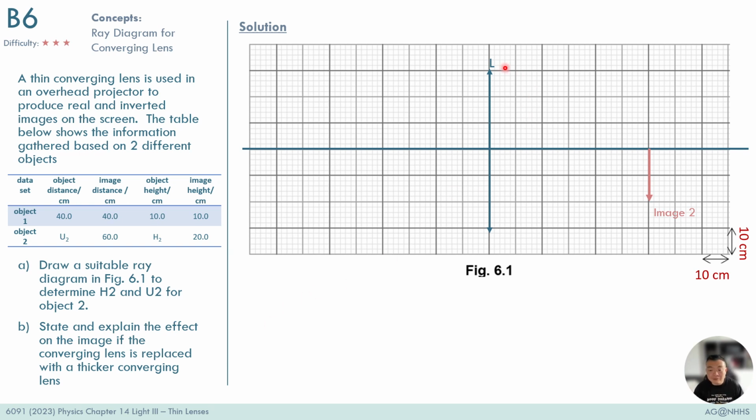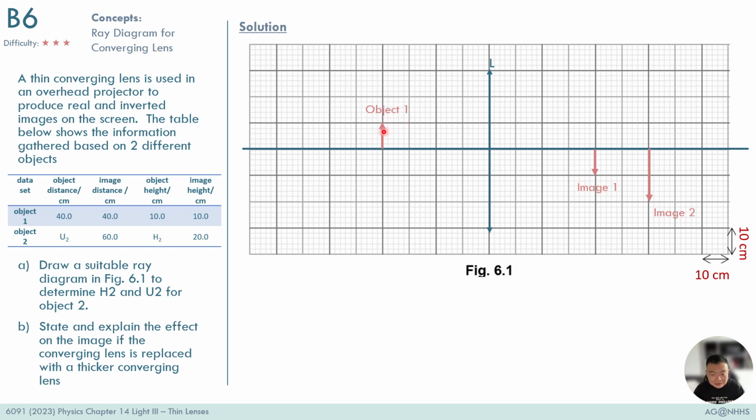Again, note how you draw the converging lens, double-headed arrow. And let's just plug in the data from object 1. So object 1 is found here. Please ignore what you see here, the image 2 is supposed to come out later only. So object 1 is here, image 1 is here.